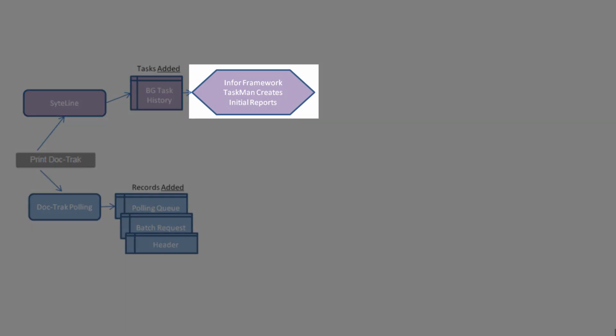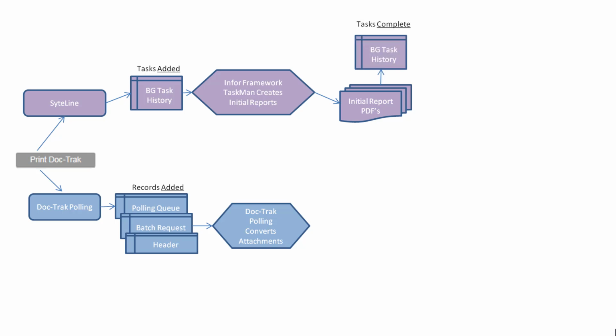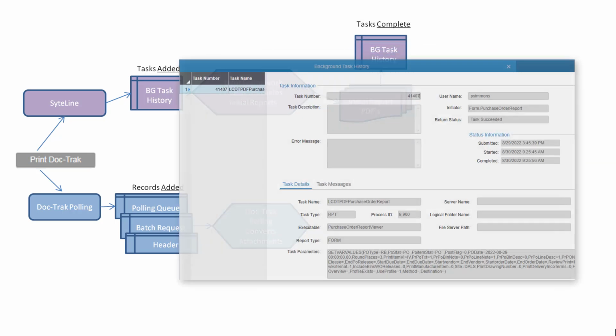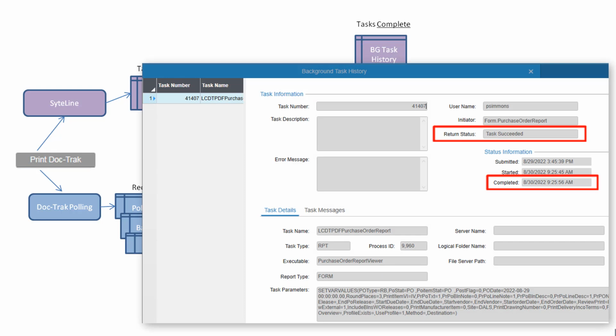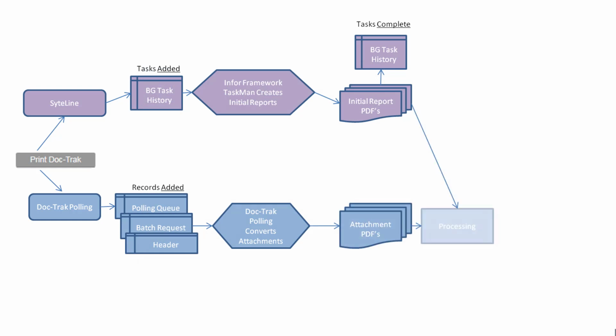At the same time that Sightline is generating the initial report as a PDF file, DocTrack Polling is busy converting all of the designated attachments to a PDF format. When the initial Sightline reports are done, the tasks in background history are updated to indicate that they were successful. Then, when the required attachments are converted to PDFs, the requests are ready to be processed.